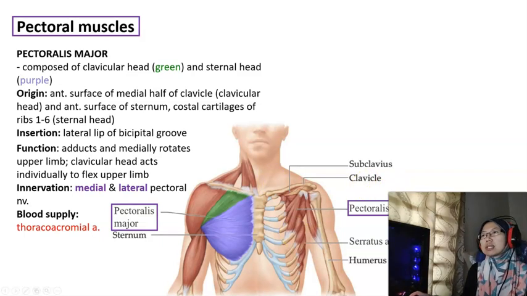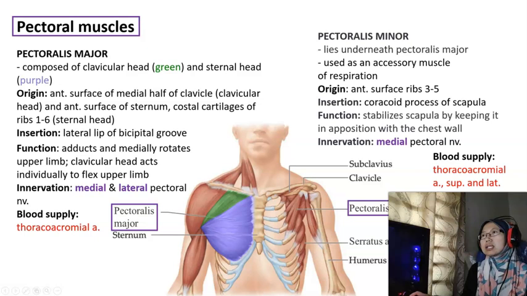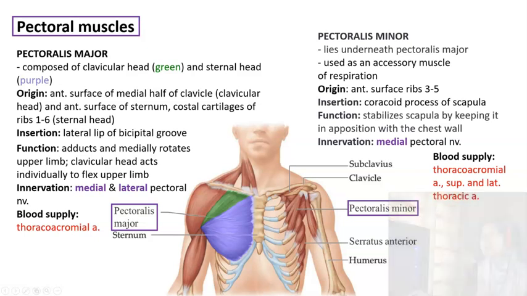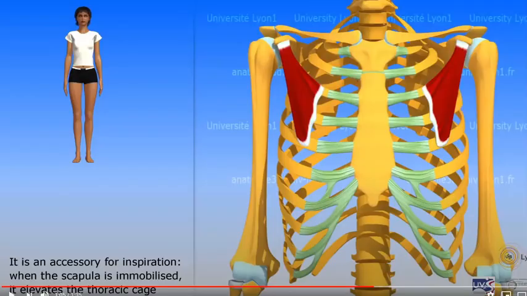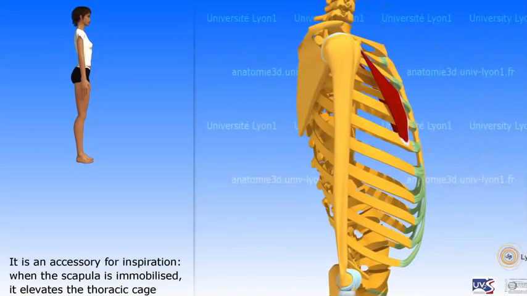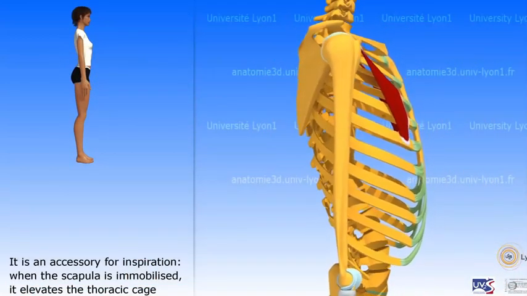Okay, the next one is pectoralis minor. You have major and you have minor. You cut the major muscle here and you can see the pectoralis minor. It is also used as an accessory muscle of respiration. You can see here how it assists in respiration. You learn this in physiology.